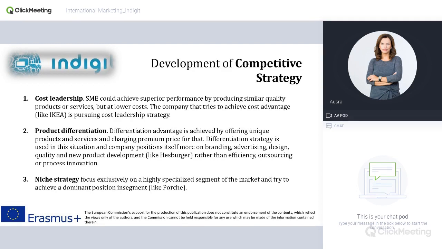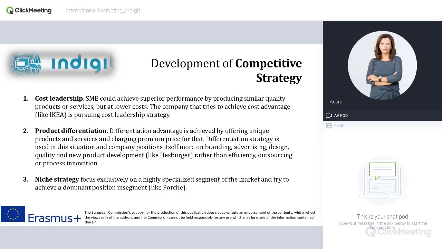When the STP strategy has been developed, the SME should think about the competitive advantage strategy. The SME has a competitive advantage when it is able to deliver the same benefits as competitors but at lower cost, or deliver benefits that exceed those of competing products. There are several competitive advantage strategies.